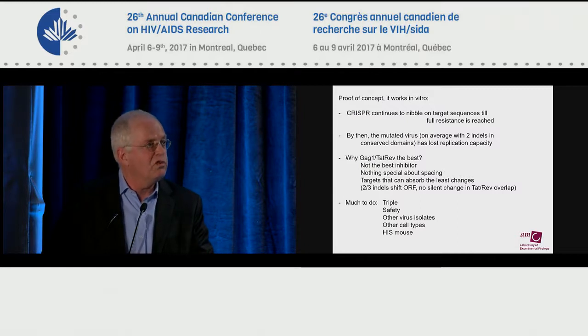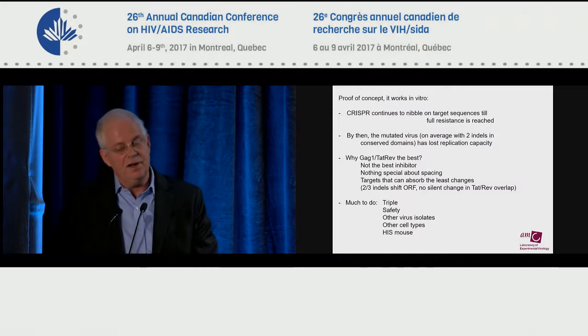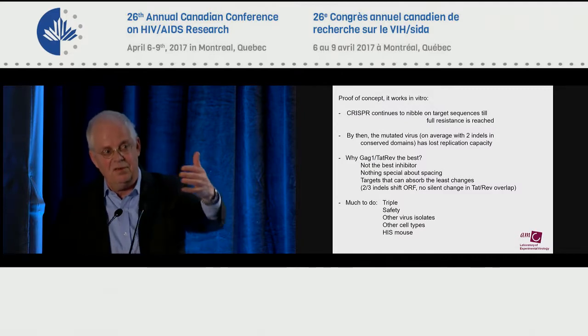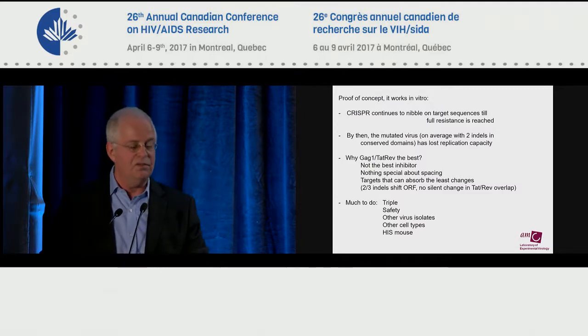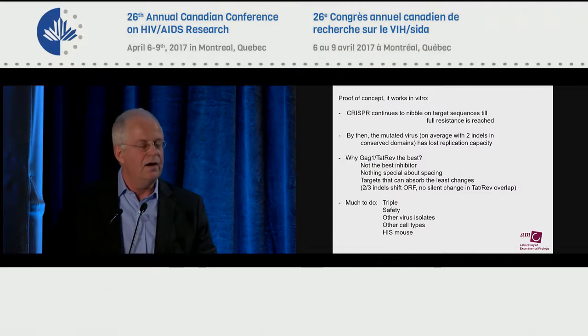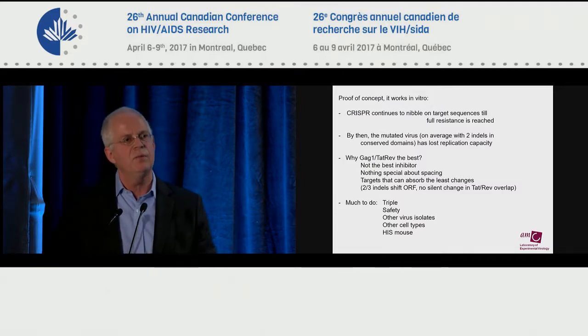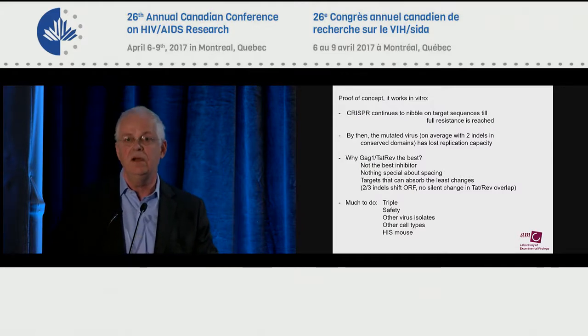Do we have to work on the triple combination? What about the safety? Always a big question using CRISPR-Cas, especially in a gene therapy that will be on for the rest of the patient's life. Yeah, serious question. Does this work against other virus isolates? We have some initial data there. As we expected, it works against many other virus isolates and also different subtypes.